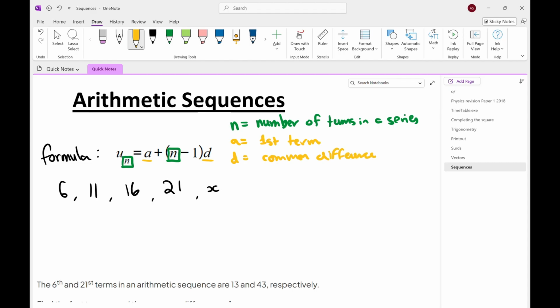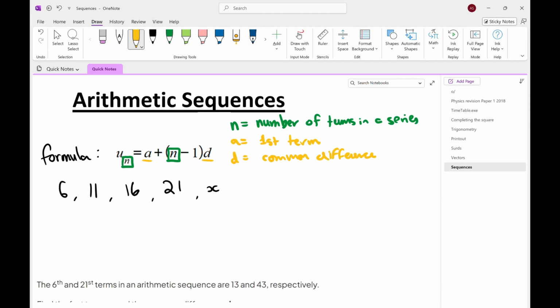An arithmetic sequence has this common difference, so a number will keep increasing by the same amount over and over and over again. So this formula here that we have, a plus n minus 1 times d, will give us any term of this series as long as we know the initial first term as well as the common difference.